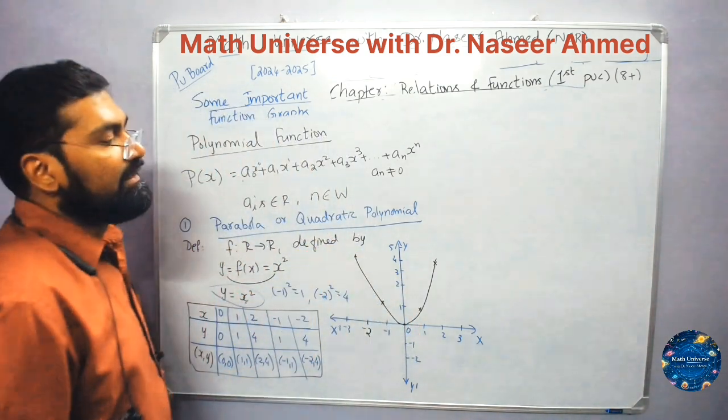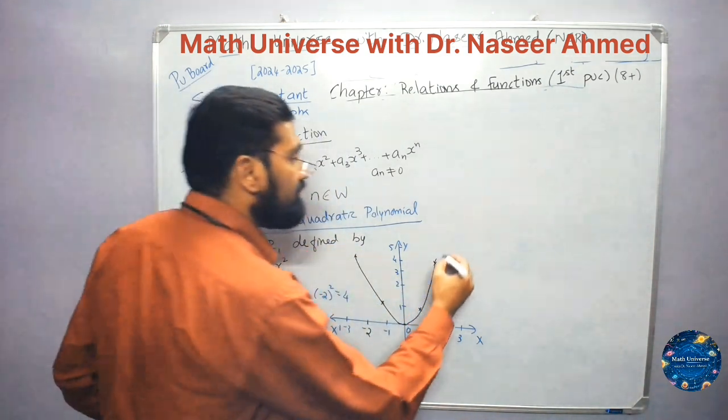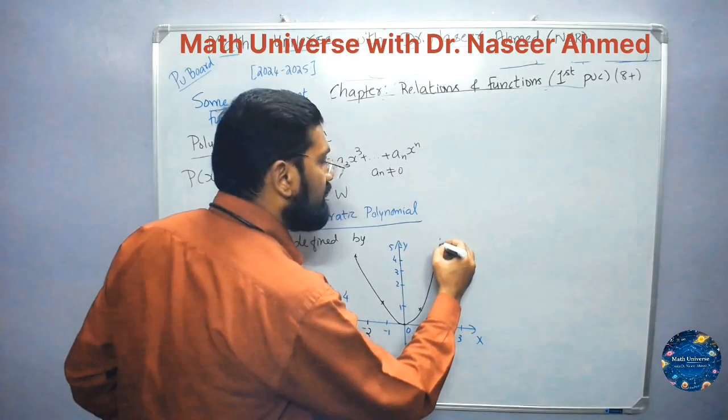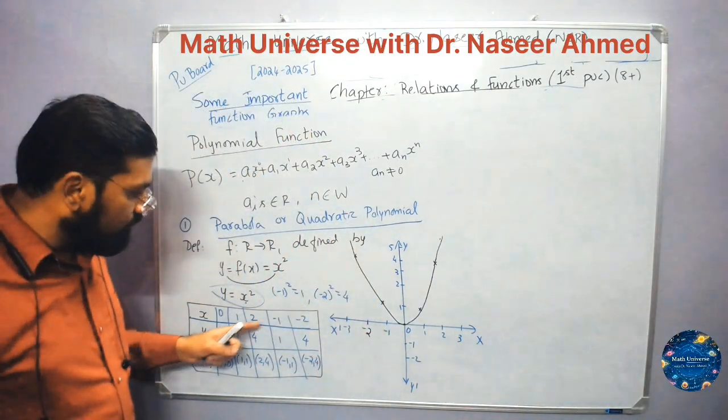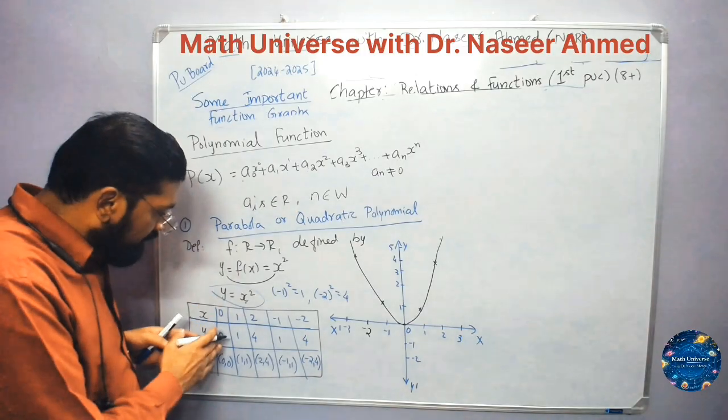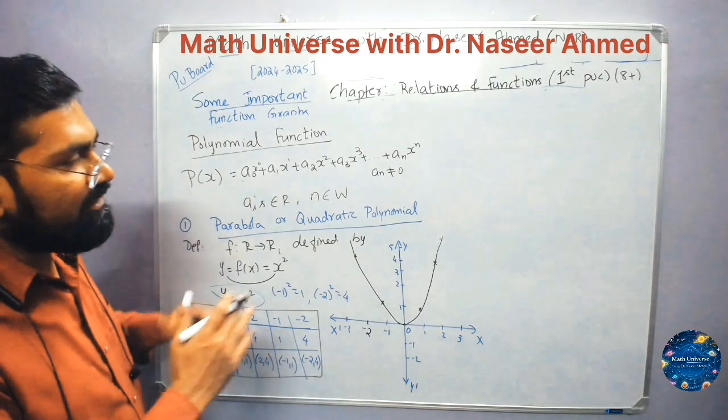Yes. This is it, and it will extend. It's not that we're going to stop here. It will extend like this. Why did I stop? I have stopped at 2 and minus 2. I'm always taking 0, positive value, negative value, so that we cover everything.